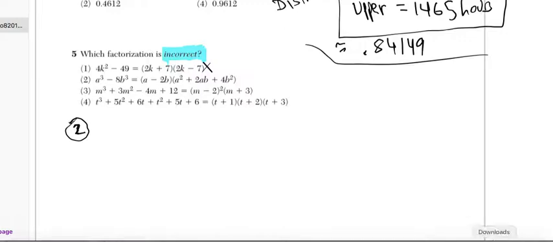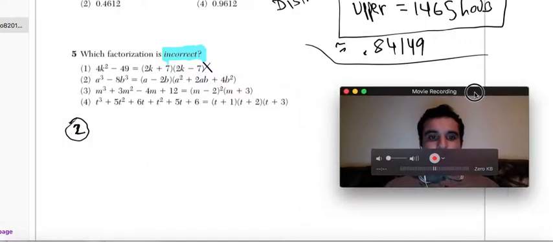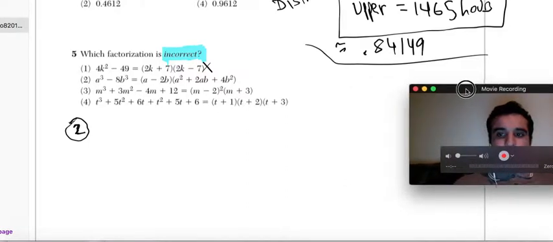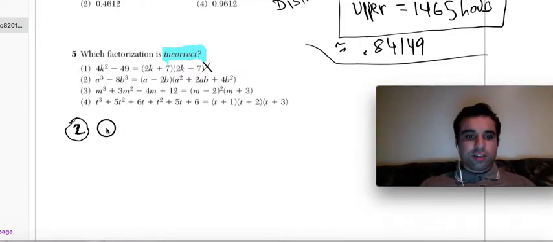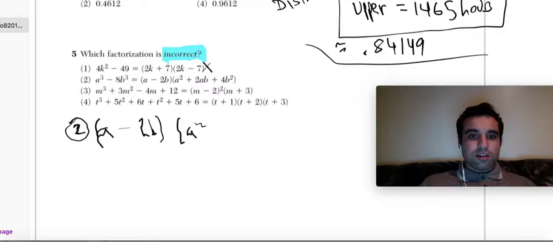You can also distribute the a minus 2b, and let's see if this is correct or not. My pen is misbehaving, I'm not sure what's going on. I don't know if it's not connected properly or what's happening. I have no clue what's going on. And we have a squared plus 2ab.